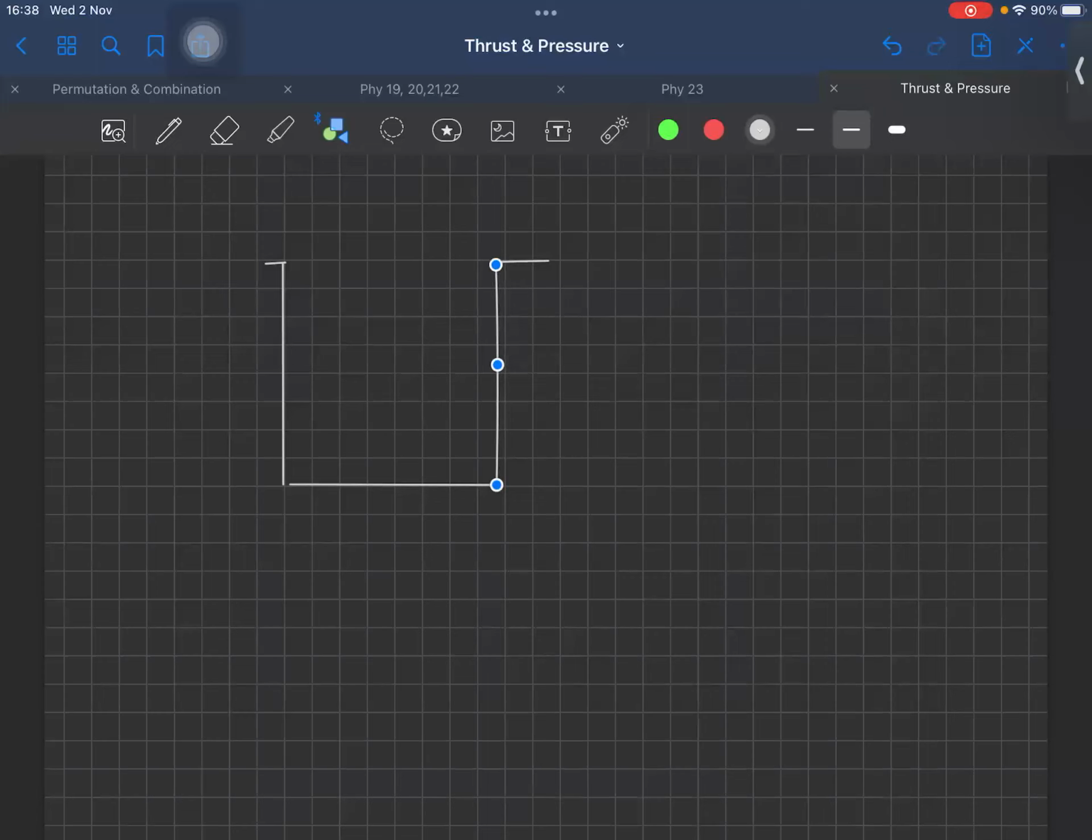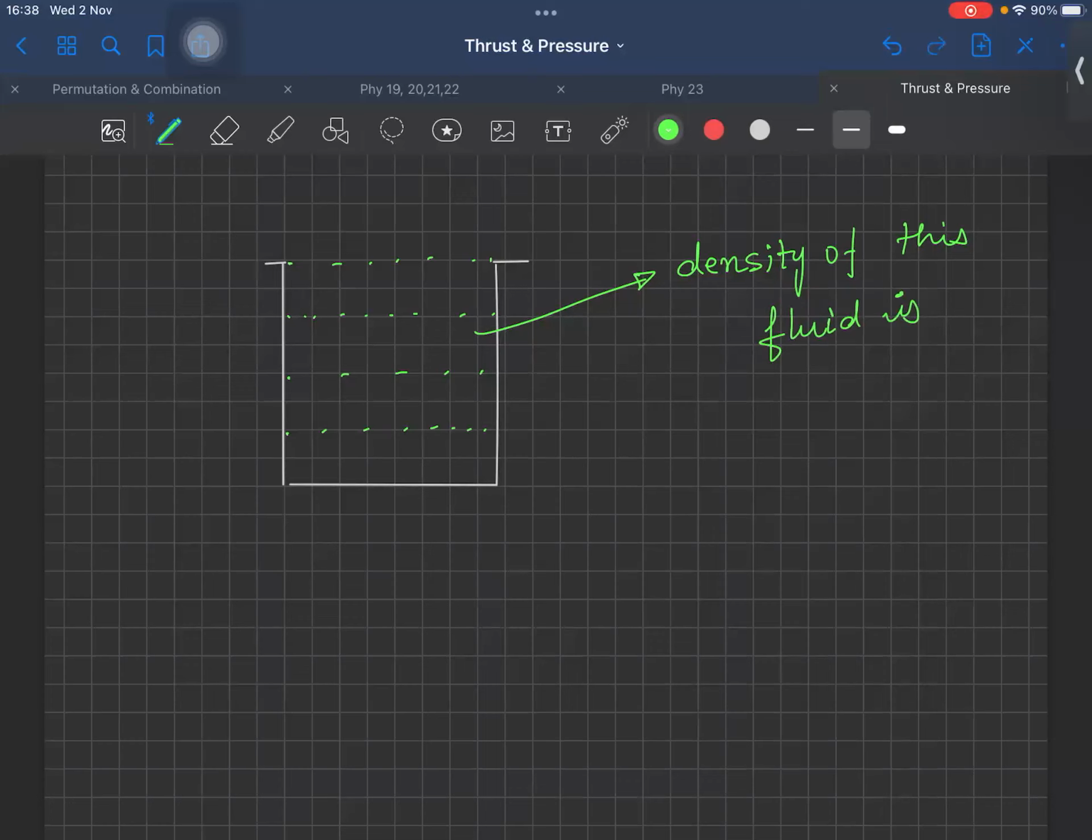Let's say we have a beaker, and you fill some liquid, or some fluid, everywhere in this beaker. Let's say you have completely filled this beaker with some liquid, or better to write fluid, it can be gas also. The density of this fluid is rho.